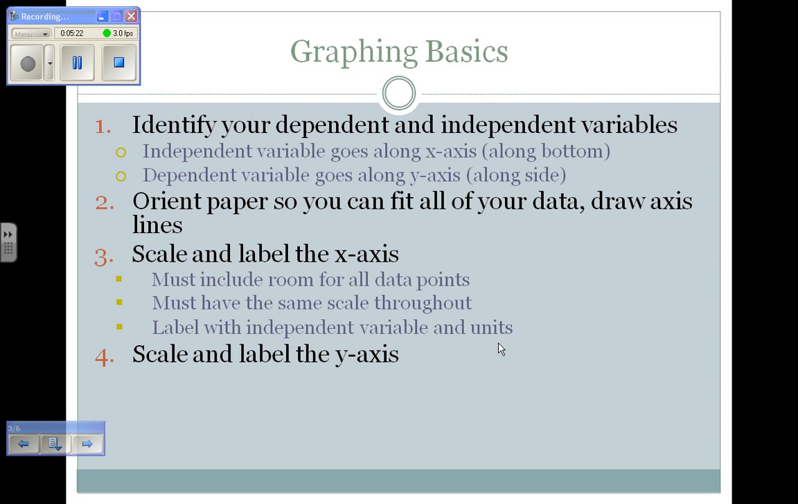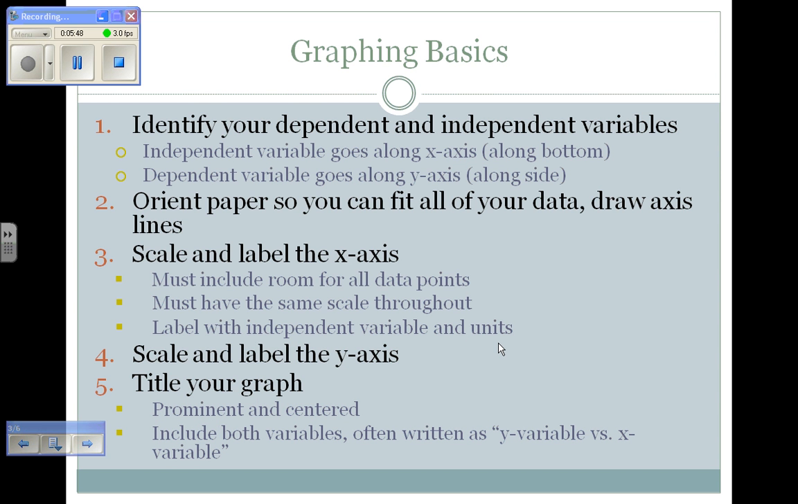Next step is to scale and label the y-axis. We'll use the same techniques as the x-axis, but this will be on that vertical line. Title our graph. Your title should not be something like "My Wicked Cool Rocket." It's got to describe what you're actually showing within the graph. Usually, this will be prominent and centered, and it'll usually include both variables' names, often written something like y variable versus x variable. When we're talking about our rockets, we might say something like flight distance of our rocket versus the amount of water in whichever bottle we were doing.